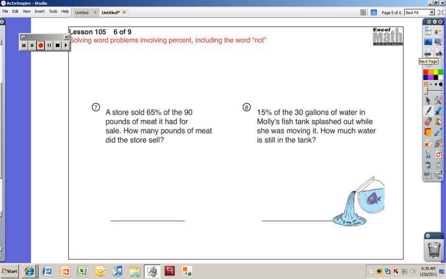A store sold 65% of the 90 pounds of meat it had for sale. How many pounds of meat did the store sell? Well, if it sold 65% of the 90, and a little reminder, of something is usually going to mean that we multiply by that. So we're going to do 65% is equal to 0.65. Some of you are calling it simply 65. It's not 65, it's 65%, which is 65 hundredths, which is 0.65. And I'm going to multiply 65 hundredths times 90.